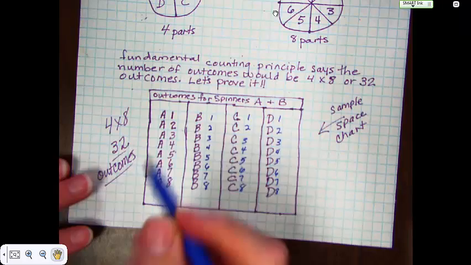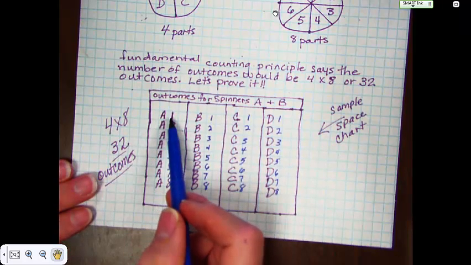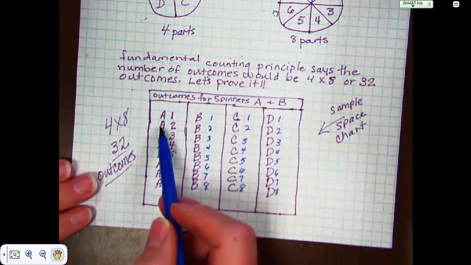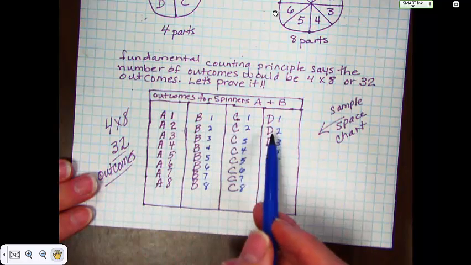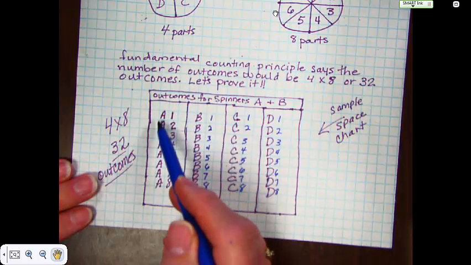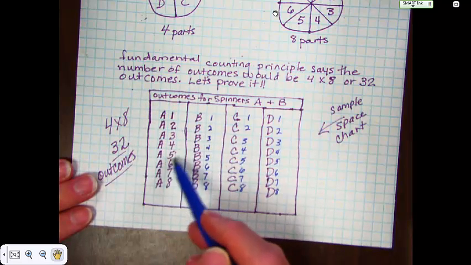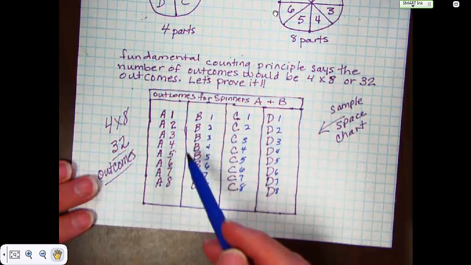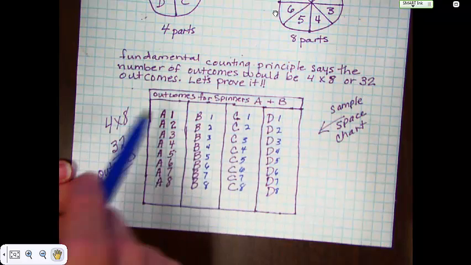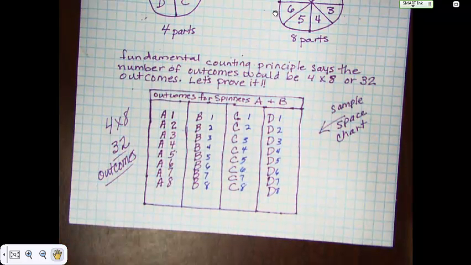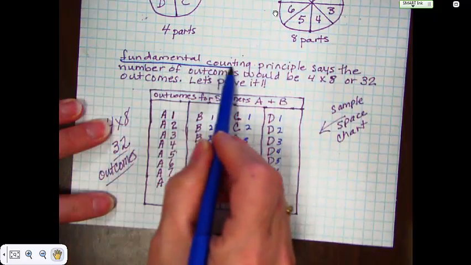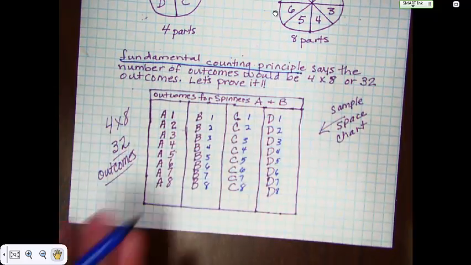You could spin A first with 1, could spin B first with 1, C first with 1, D first with 1, A with 2, B with 2, C with 2, etc. Or you can look at it up and down. A1, A2, A3, A4, A5, etc. But when it comes down to it, there are 8 in each category. There's 4 rows. 4 times 8 is 32. Cool stuff. Fundamental counting principle is a very cool thing, and it really, really works.